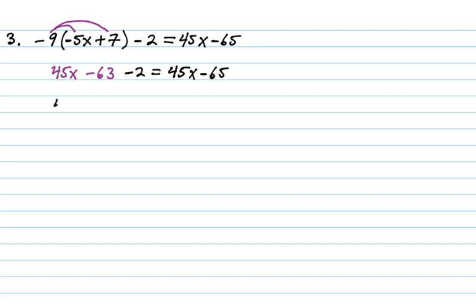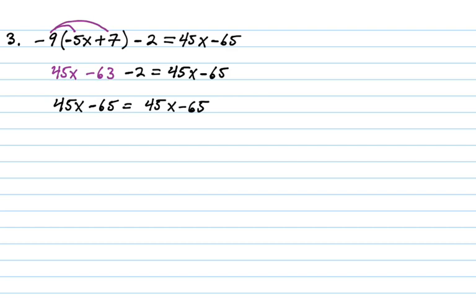We're going to go ahead and combine like terms. So 45x minus 63 and minus 2 is going to be a minus 65, and that's equal to 45x minus 65. Okay, now at this point in time, you may realize, hey, I have the exact same thing on both sides of the equation. This is going to be an infinite solution, which means it doesn't matter what value of x you choose. This is always going to be a true statement.